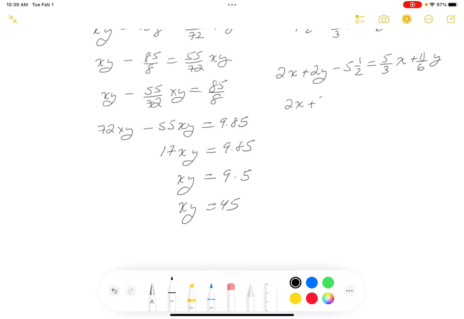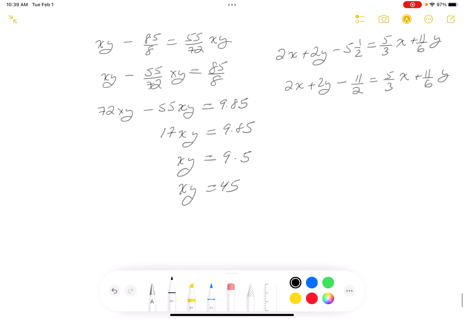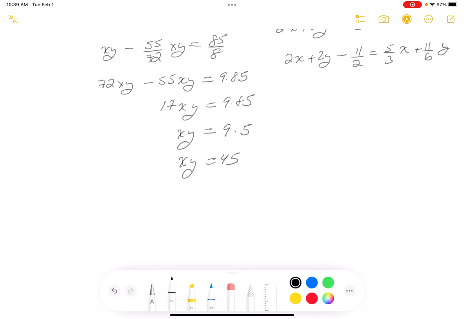2x plus 2y minus, well, 5 times 2 is 10. 10 plus 1 is 11, so it's 11/2. Equals 5/3 x plus 11/6 of a y. I'm going to multiply both sides by 6. You get 12x plus 12y minus 33 equals 10x, and again, multiplying by 6, 11y.